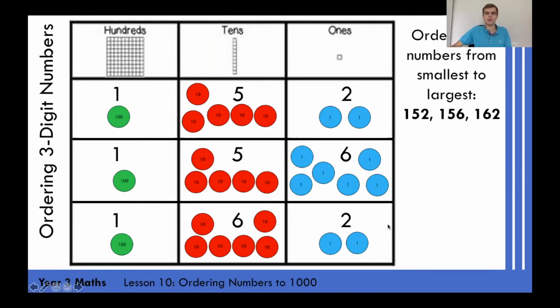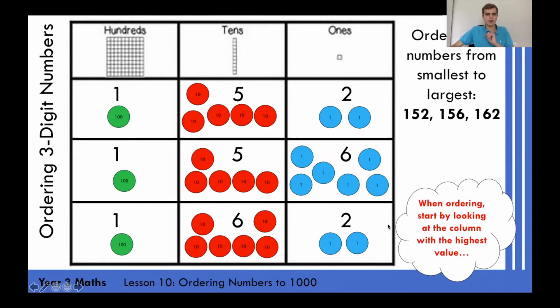Okay. Now, remember the top tip. Top tip is we start with the column with the highest value, which here is hundreds. Excellent. What do you notice about all of the numbers in the hundreds column? They're all equal, aren't they? They're all the same. They've all got 100. So where do we go next? Well done. We go to our tens.